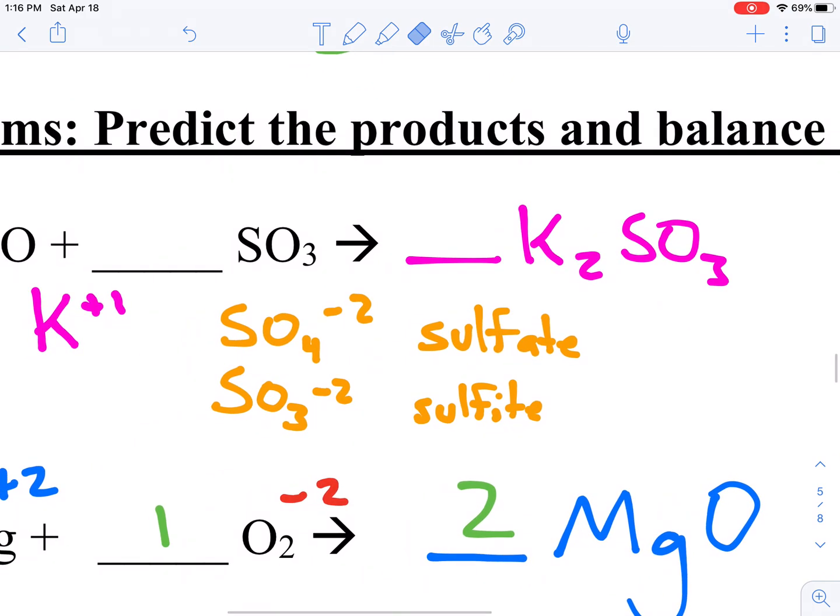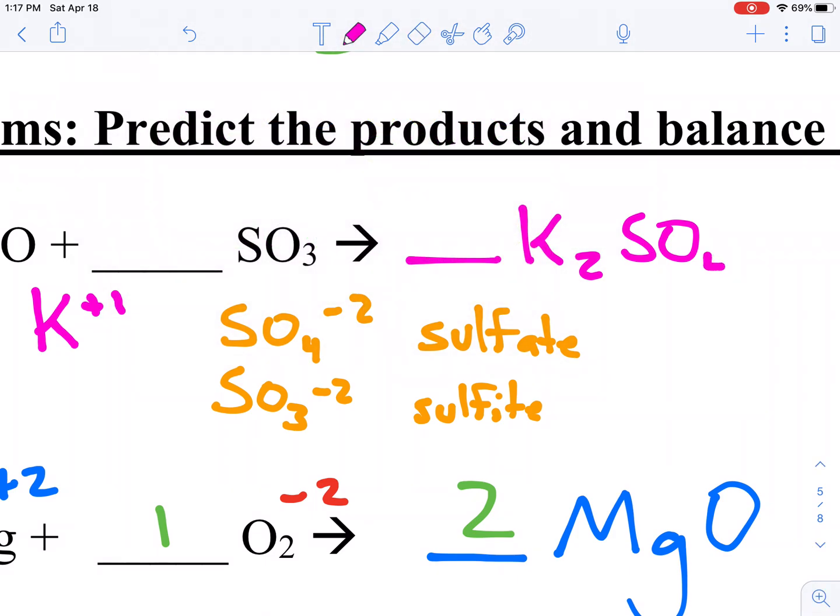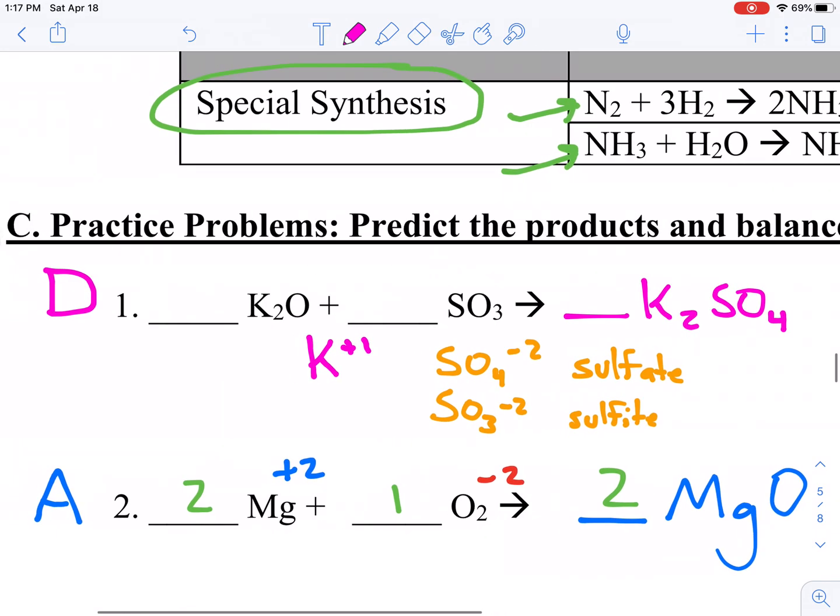Instead, let's try sulfate. So sulfate is SO4 minus 2. If I make this K2SO4, now when I balance, if I have 2 Ks on the left and 2 Ks on the right, that's good. 1 S on the left, 1 S on the right, that's good. I have 1 plus 3 is 4 oxygens on the left and 4 oxygens on the right.